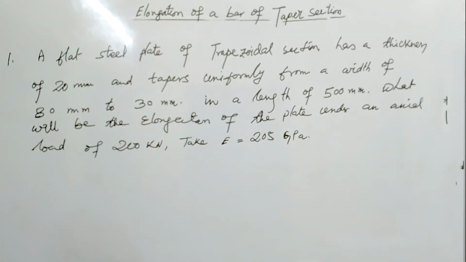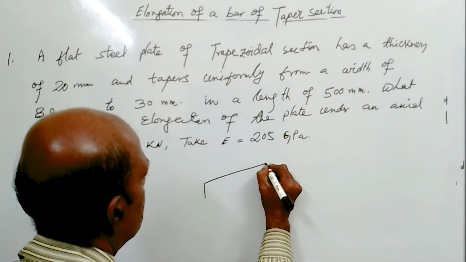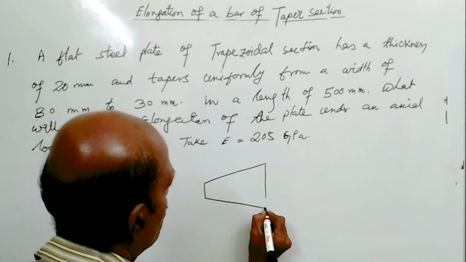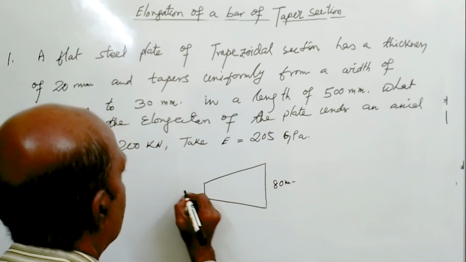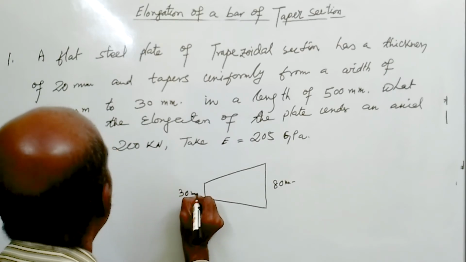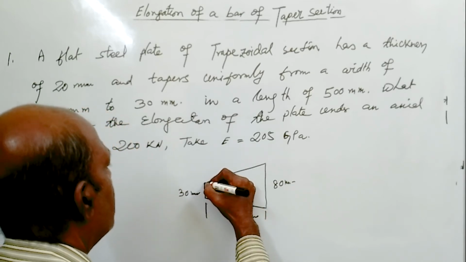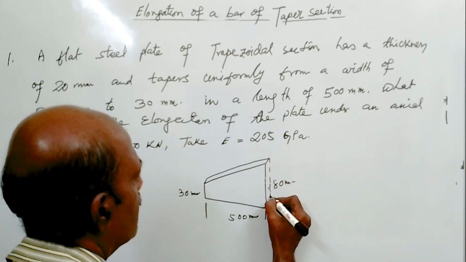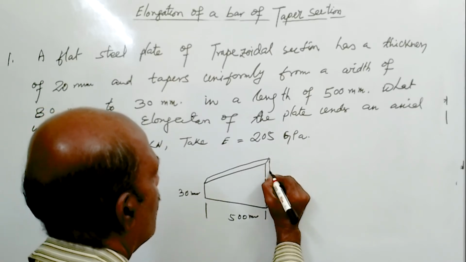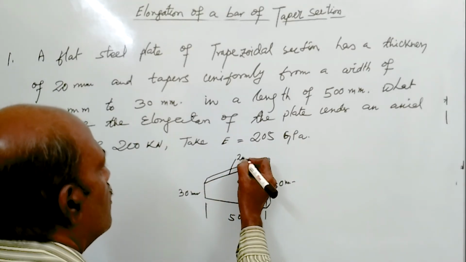So a flat steel plate of trapezoidal section. We have seen the derivation. Now we'll try to draw this. So this is the taper bar. At one end the width is 80 millimeter and the other end is 30 millimeter, and the length of the bar is given as 500 millimeter. The uniform thickness of this bar is 20 millimeter.